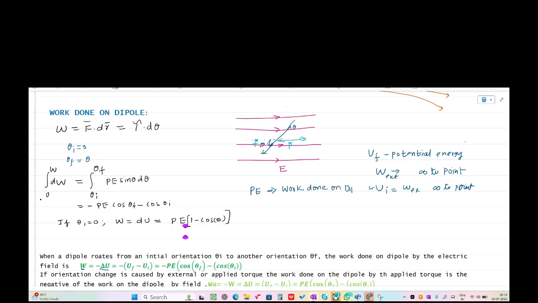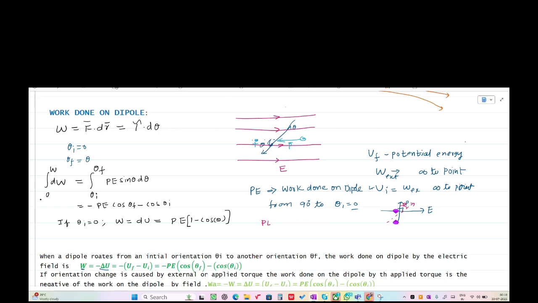Work done on the dipole from 90 degrees. Remember, this is from 90 degrees to any other angle. That means the initial state is 90 degrees. Initially the dipole is in the electric field, this is the electric field, and the dipole P bar is at 90 degrees. Now I am turning the dipole to some angle. So here, how much is the work done? That work done is called potential energy.